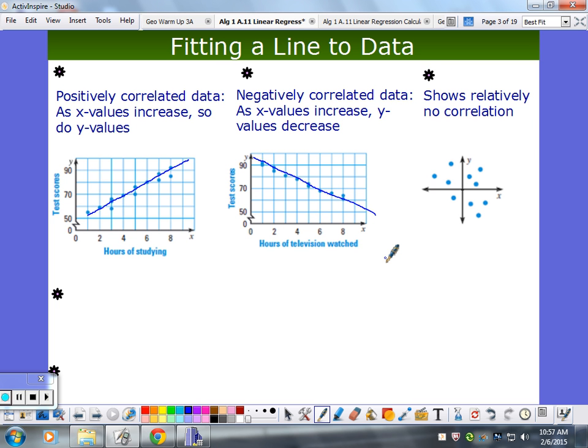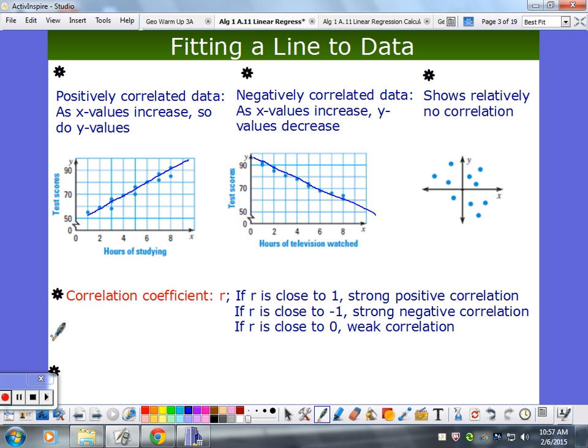This one shows no correlation. I don't have examples here, but maybe somebody was looking at your birth month and your height, and there was no correlation that anybody could find between those two pairs. So not everything has a relationship that we can see on a graph. But these two we do. Do these make sense? The more you study, the better you do. The more you watch TV, and I'm not studying, I guess that's what's implied, your test score goes down.